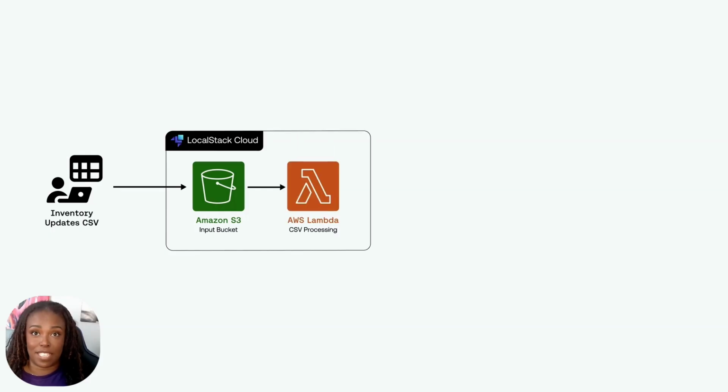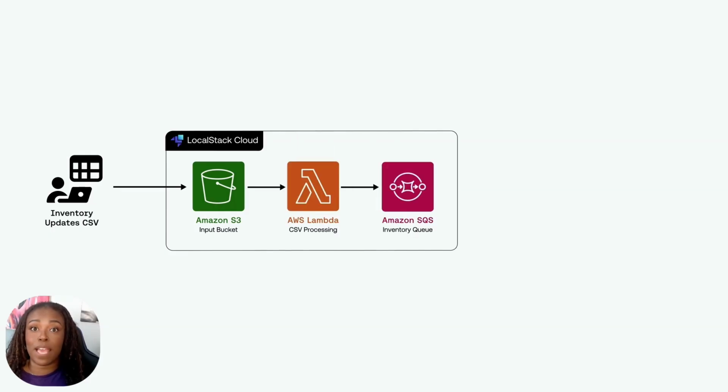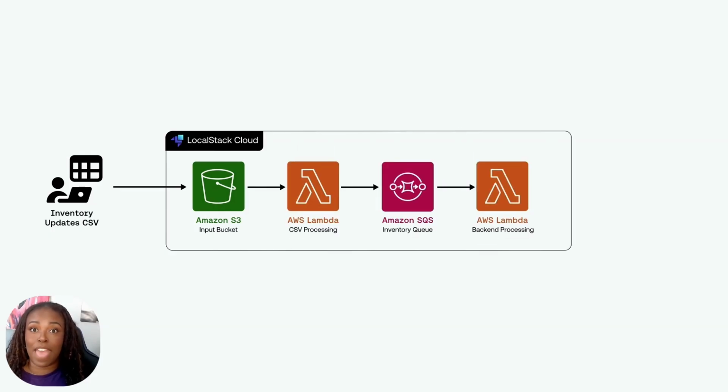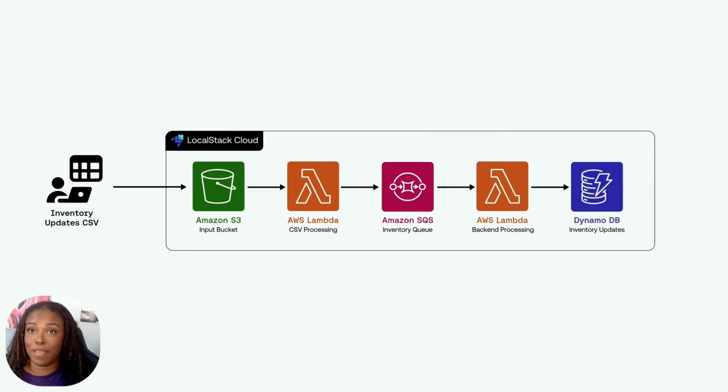S3 triggers the Lambda, batches into SQS, which triggers another Lambda, and that one writes to DynamoDB. And then when something goes wrong in that chain, you usually have no idea where or why.